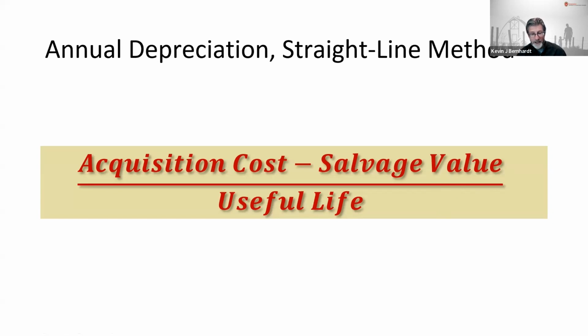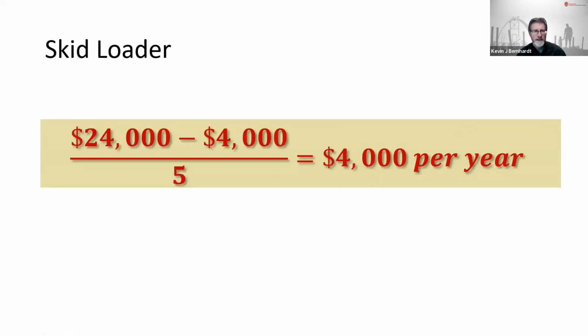And then you accumulate it, you just multiply it by the number of years that you've had the machine. So in the case of the skid loader that we had before, that skid loader had $24,000 as the acquisition cost. The salvage value, which wasn't given before, but I'll tell you now, was $4,000. So that means we believe at the time we purchased the skid loader that if we used it for the useful life of 5 years, it would be worth $4,000 at the end.